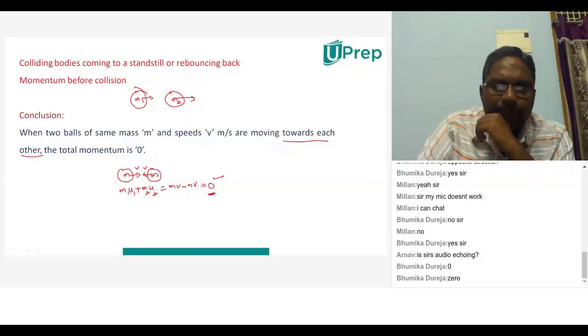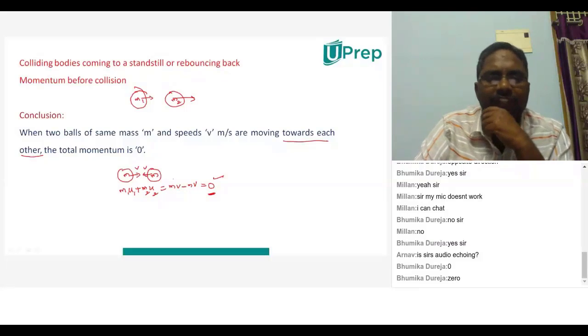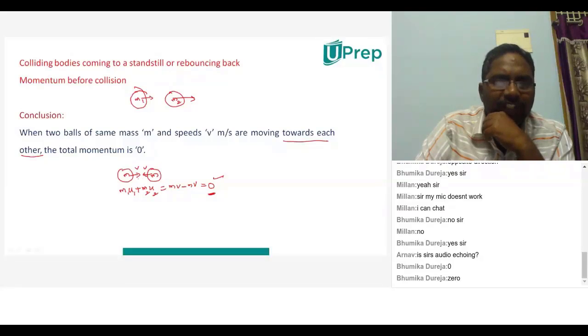M1 U1 plus M2 U2. That only I substituted here and found the value. And that value turns out to be zero. Why does it turn out to be zero? Observe carefully. Two balls of the same mass with the same velocity are moving in opposite directions. So that's why the initial momentum became zero, isn't it?